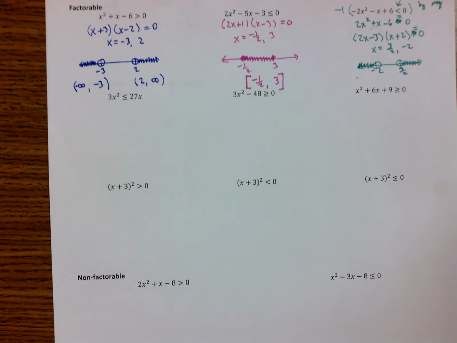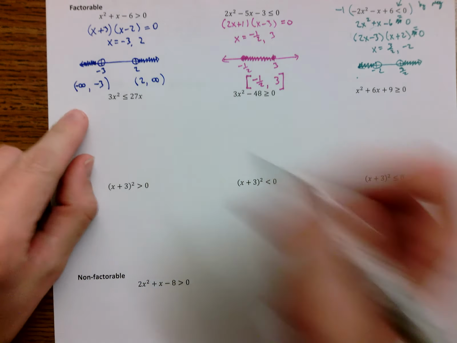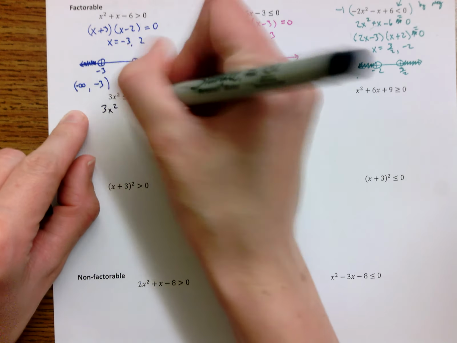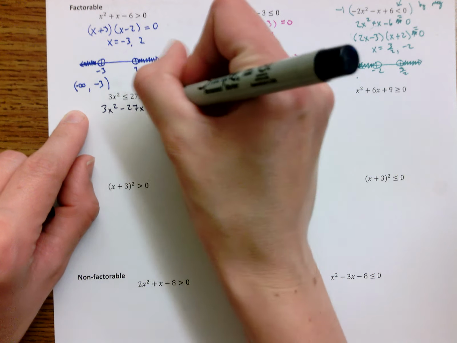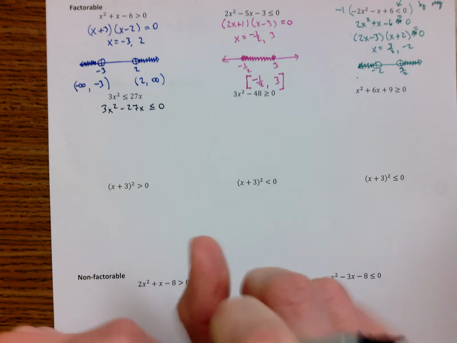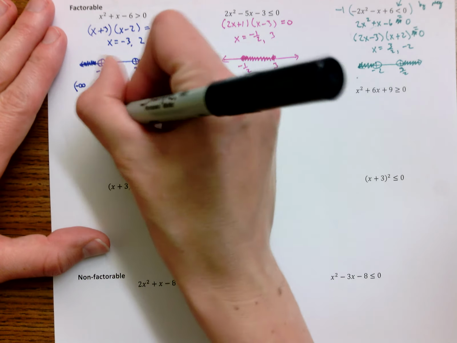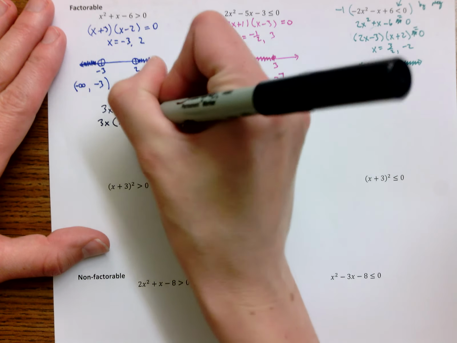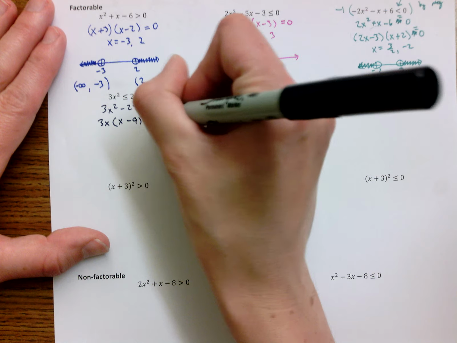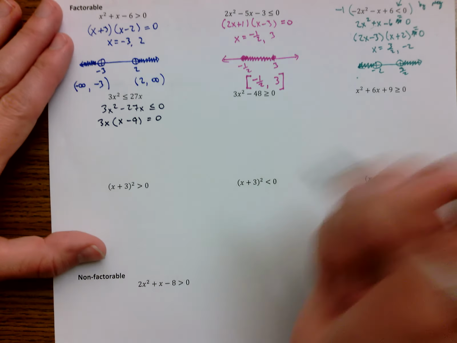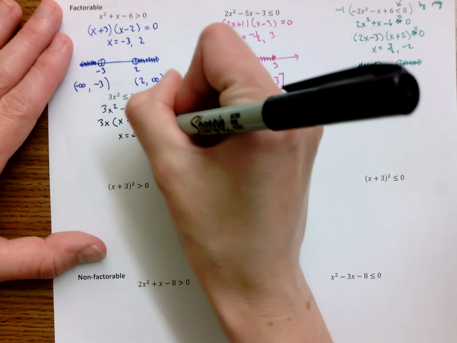Cool, okay, this guy right here. So we are going to start by getting this all on the same side. So it'll be 3x squared minus 27x is less than or equal to 0. All right, this is a GCF factoring. I can factor it out as 3x times x minus 9, switching that to equal 0. And my two solutions are 0 or 9.